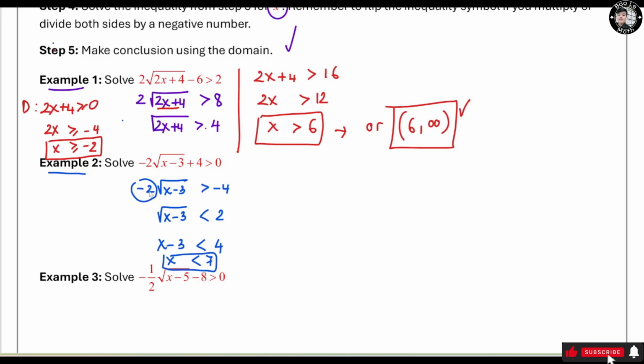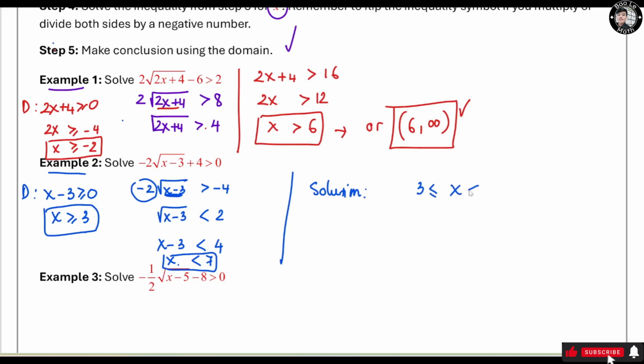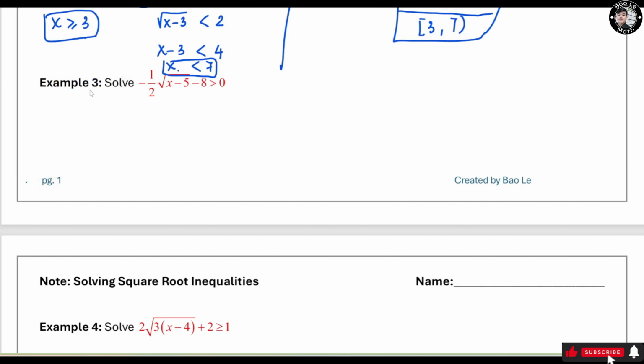Now we need to find the domain. So the domain, which is this guy right here, greater than or equal to 0. Then we're going to add 3 to both sides, s greater than or equal to 3. Now we're going to combine this guy and this guy. So your solution should be 3 less than or equal to s less than 7. Or you can write bracket 3, comma 7, parenthesis. Either way works.